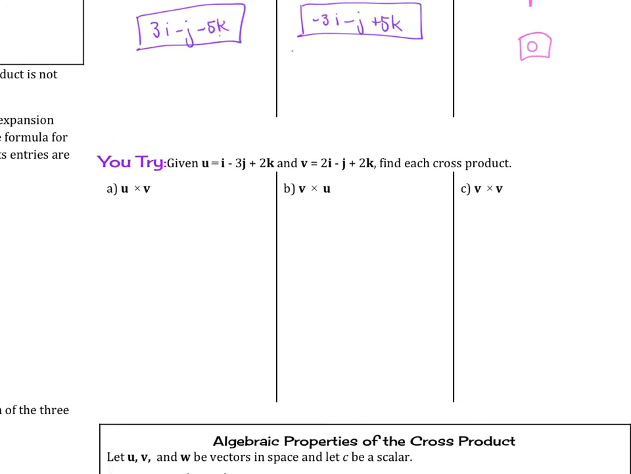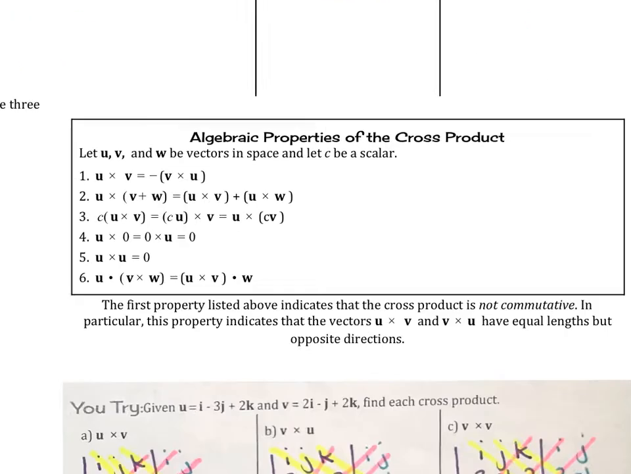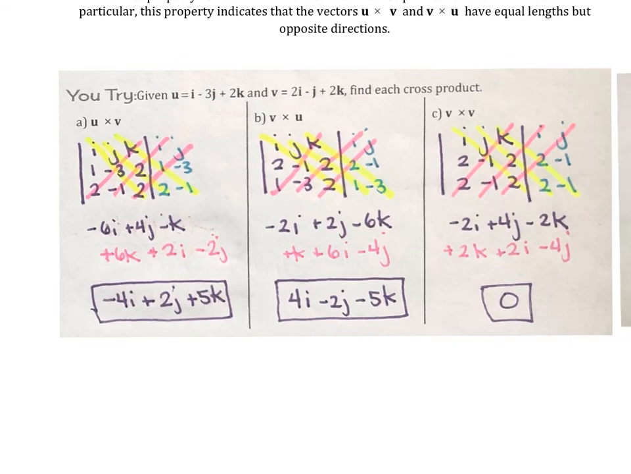Try these three examples: given u equals i minus 3j plus 2k and v equals 2i minus j plus 2k, find each cross product. Trying this out, you should have gotten negative 4i plus 2j plus 5k. The next one you would get 4i minus 2j minus 5k. And v times v you find is 0.